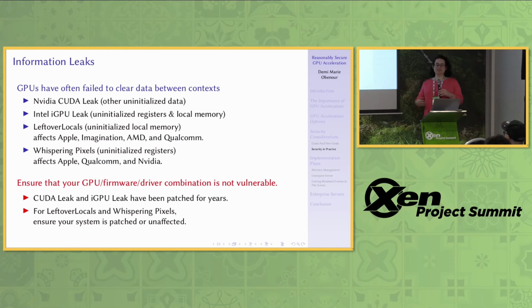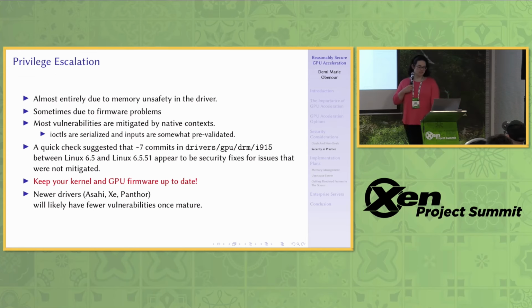NVIDIA had CUDA leak, Intel had iGPU leak, and then more recently there were LeftoverLocals and Whispering Pixels, both of which affected several vendors. The way to make sure that this isn't an issue for you is to ensure that your GPU firmware driver combination isn't vulnerable. CUDA leak and iGPU leak have both been patched for years. For LeftoverLocals and Whispering Pixels, you need to ensure that your system is either patched or isn't affected. I believe for AMD, patches for LeftoverLocals will be coming out in 2020, in July, so next month.